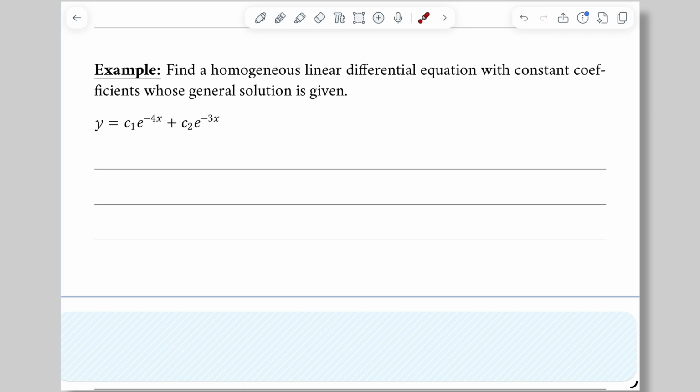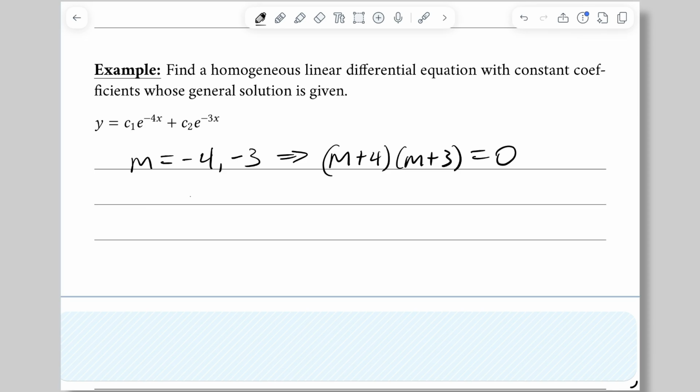For our last few examples, we're going to do the process we've been doing in reverse. Starting with the solution, we're going to come up with the differential equation. y equals c1 e to the negative 4x plus c2 e to the negative 3x. So we see that the auxiliary equation would have roots m equals negative 4 or negative 3, which means that the auxiliary equation itself is (m plus 4)(m plus 3) equals 0. Foiling that gives us m squared plus 7m plus 12 equals 0.